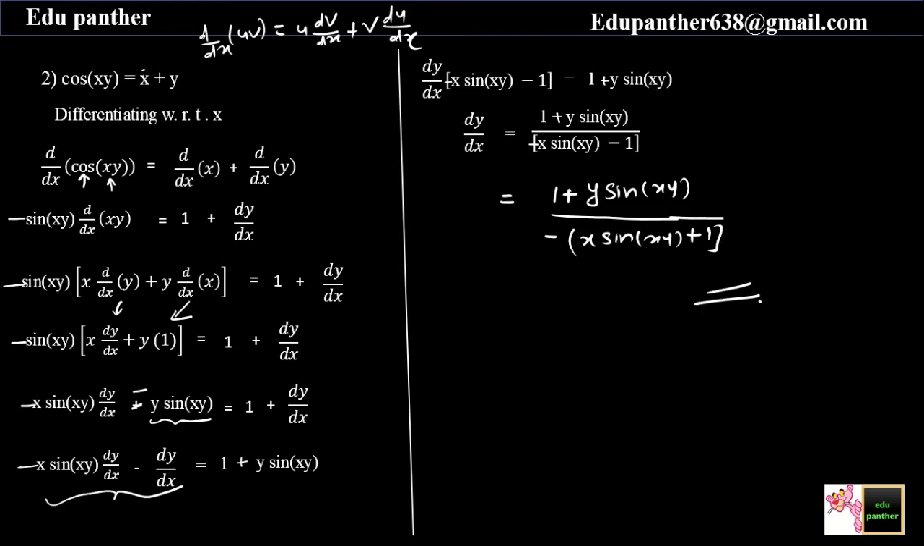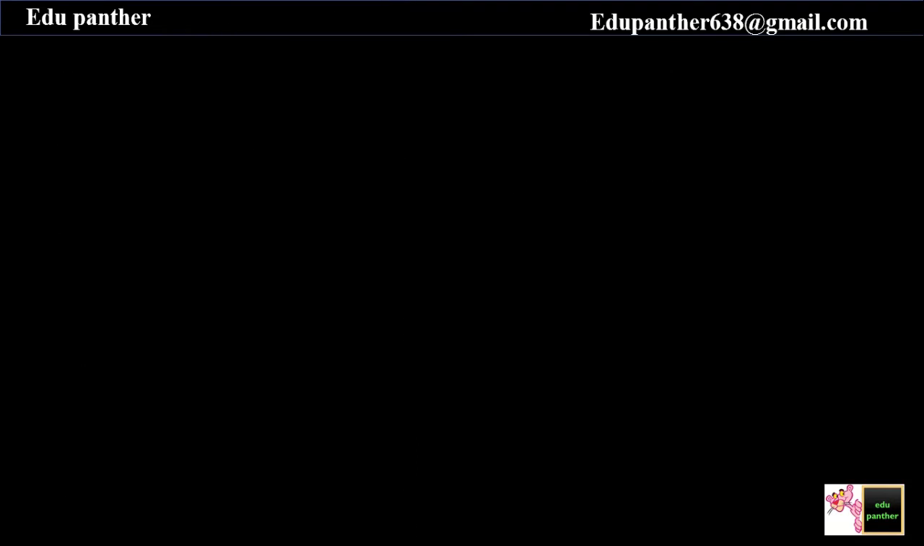So the process is: first differentiate both sides with respect to x, then collect all the terms of dy by dx on the left hand side and the remaining terms without dy by dx on the right hand side. One more thing we have to remember: whenever we are differentiating any term of y, use the basic formula and then multiply it with the derivative of y, as in dy by dx.